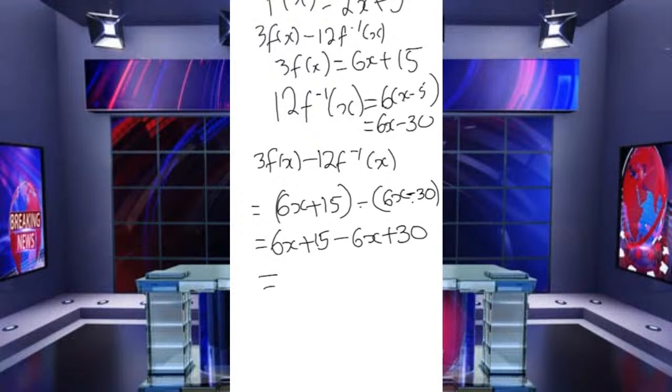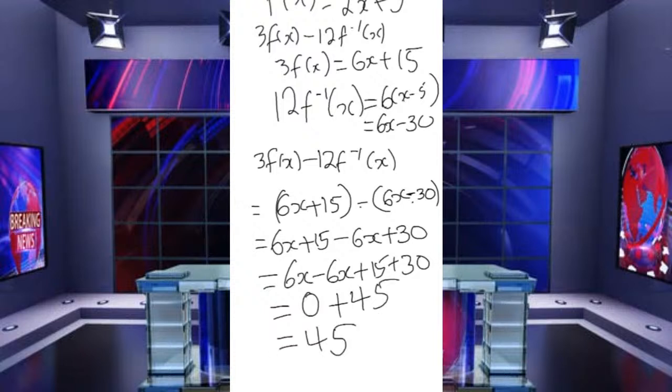So looking at it, we can group them now. Those that look alike, we pack them together. Those that have variable, pack them together. Those that are constant that do not have variable, pack them together. So you have 6x minus 6x, then you have plus 15 plus 30. 6x minus 6x is 0, while this is 45. So we've gotten the answer to be 45. We've successfully shown that this expression simplifies to an integer. We do not have any variable there. We have a whole number, which is 45, a positive whole number, and that is an integer.